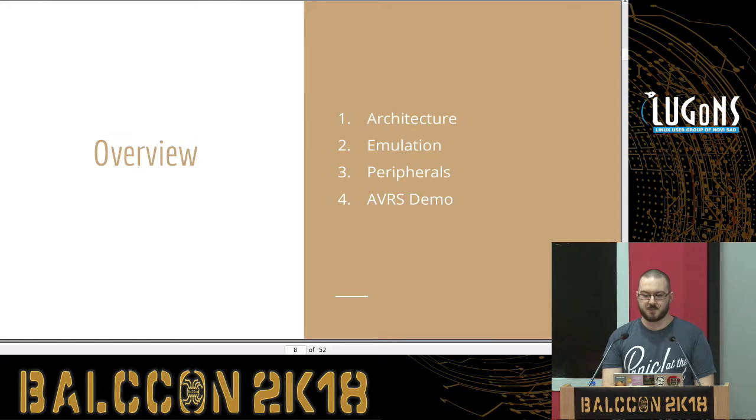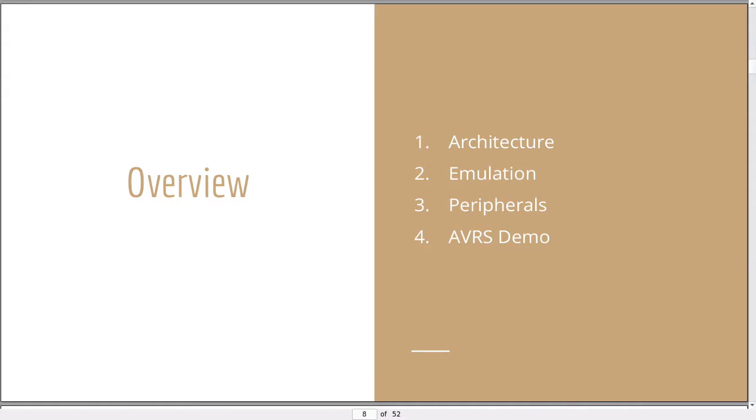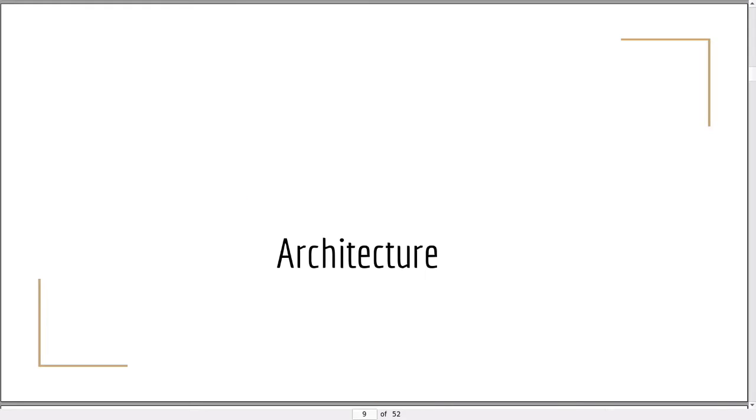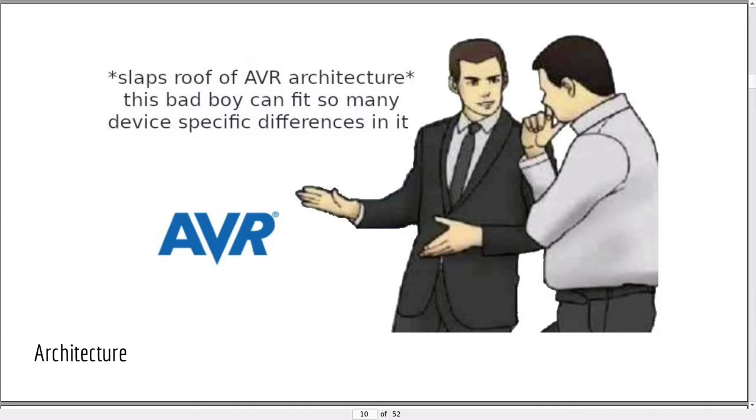So I'm roughly going to talk about four points. I'm going to talk about the general architecture, or what stays the same across AVR cores. I'm going to talk about how to emulate the basic stuff, and I'm going to talk about how to emulate peripherals. And then I'm going to show off the emulator as it exists now. So let's talk about the architecture.